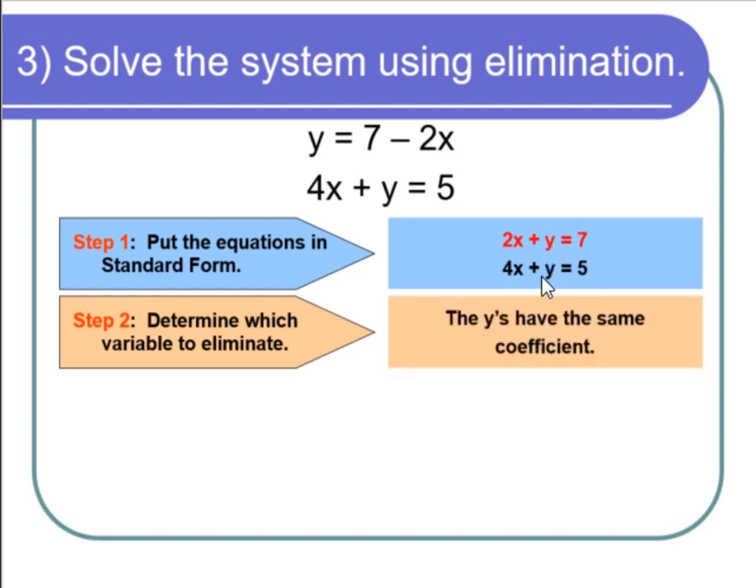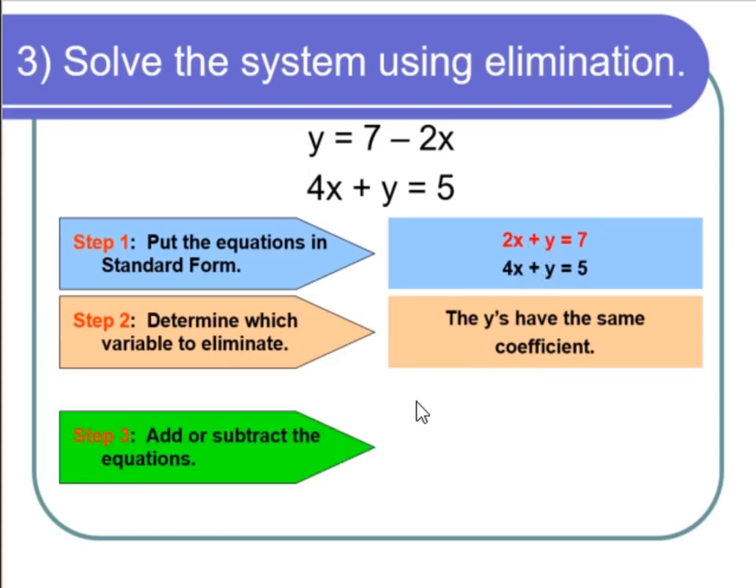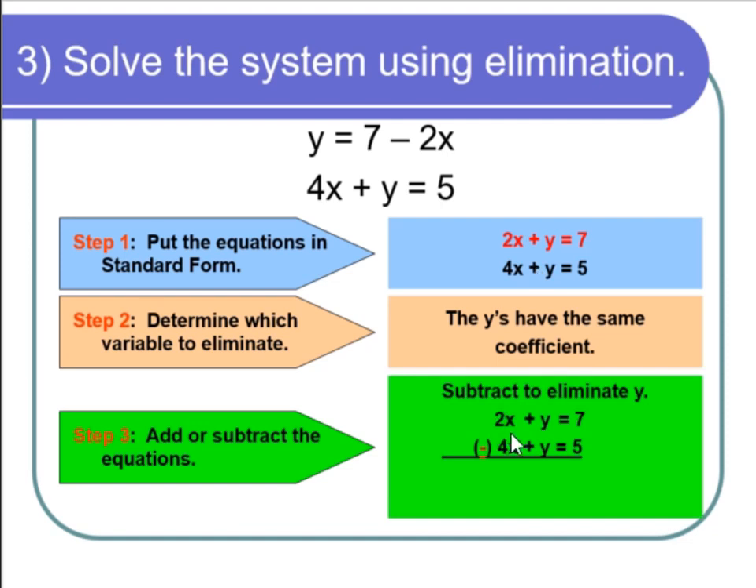Second step is we determine which variable we should eliminate. The y's have the same coefficient. The coefficient of y is both positive 1. So, the third step is we use subtraction to eliminate the variable y. So, we have now 2x plus y is equal to 7 minus the second equation, 4x plus y is equal to 5. We eliminate y by subtraction.